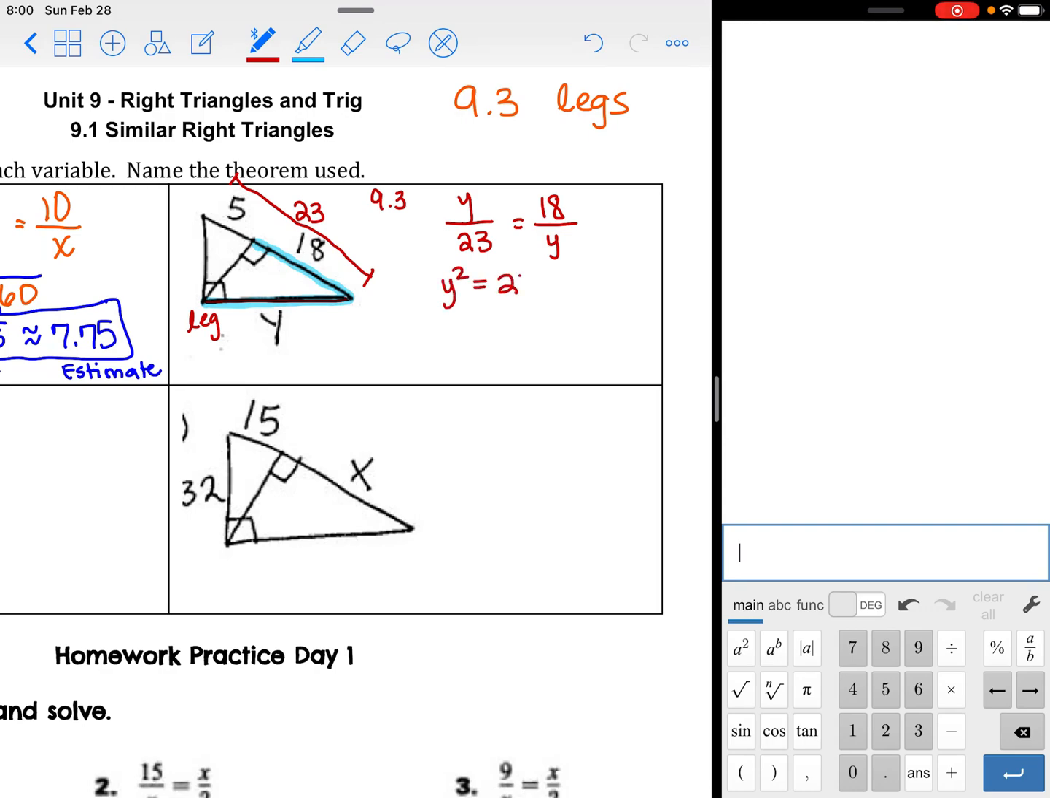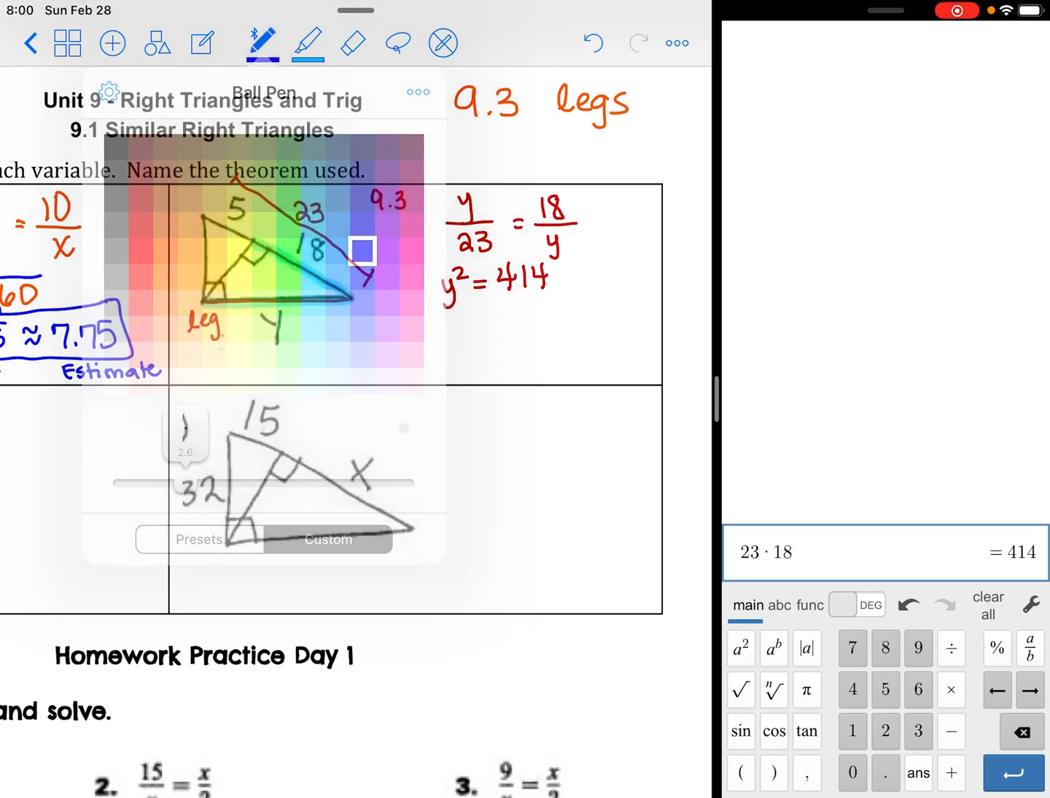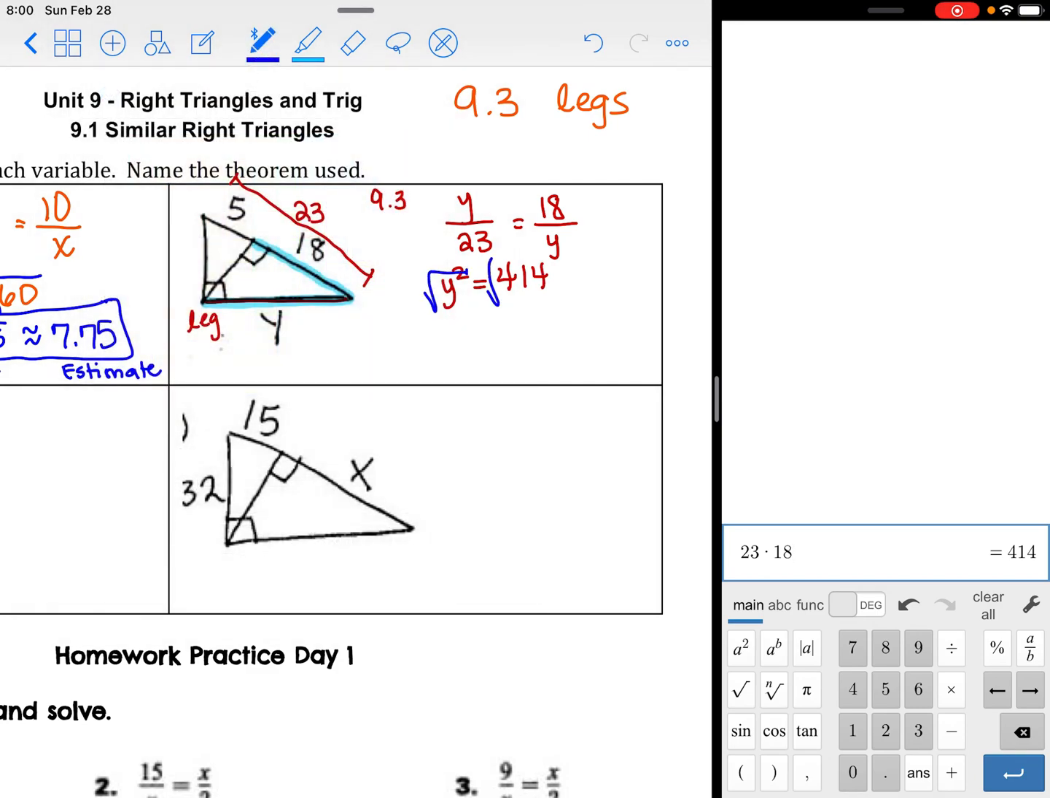So y squared is going to equal 23 times 18. Type that into the calculator. So that's 414. Let me go in and replace that. And then to solve that, I find the square root of both sides. So the square root cancels it out and gives me y by itself. Then I have the square root of 414.